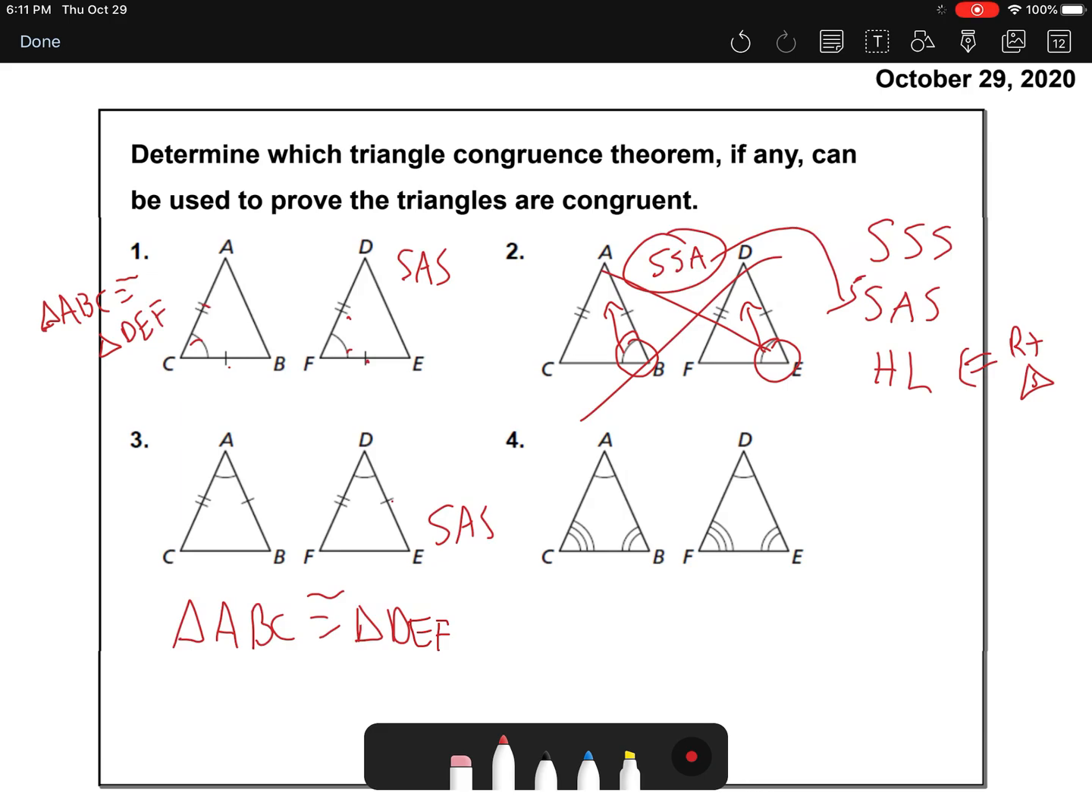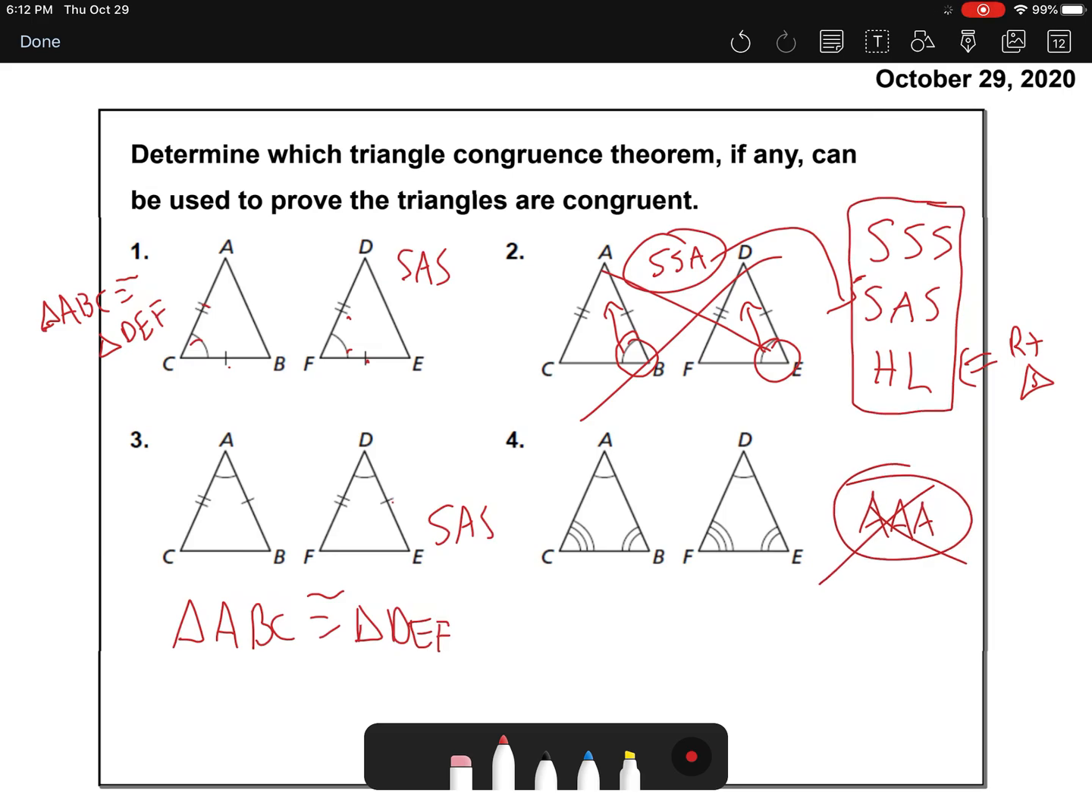And what about 4? I know most of you are going to say yes, just on instinct when you see these arcs. But here's the deal. There's no sides equal. Well, you have to have a side congruent in these 3 in order to use them, and there isn't. This would be angle, angle, angle, but that's not a shortcut, a way to prove triangles congruent.